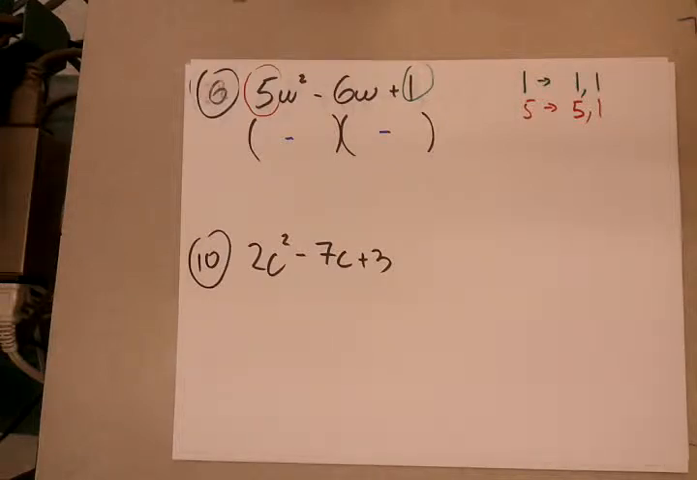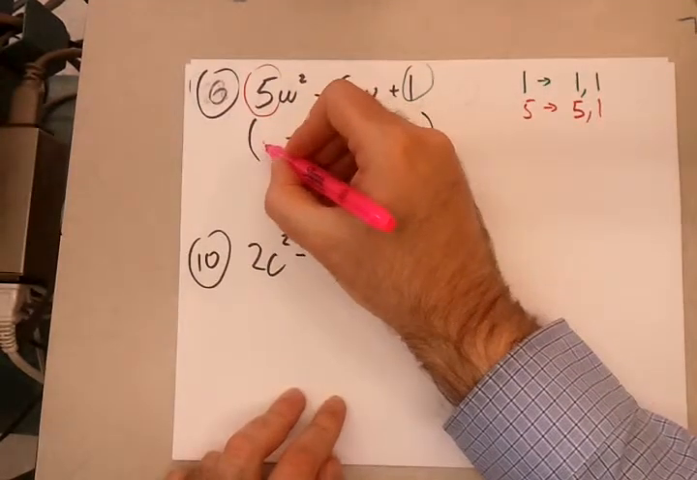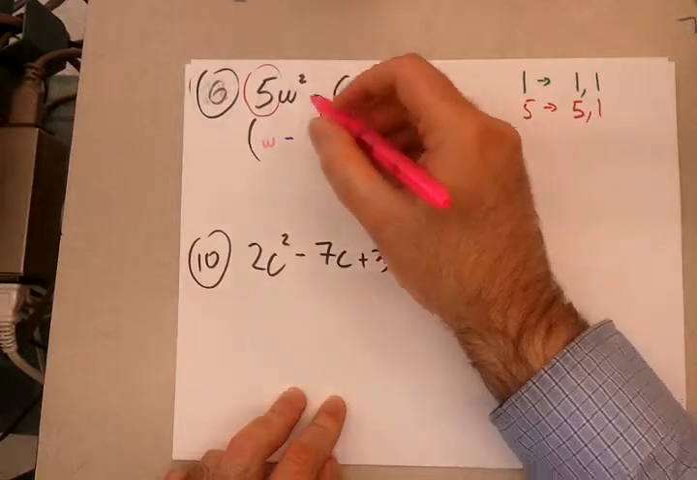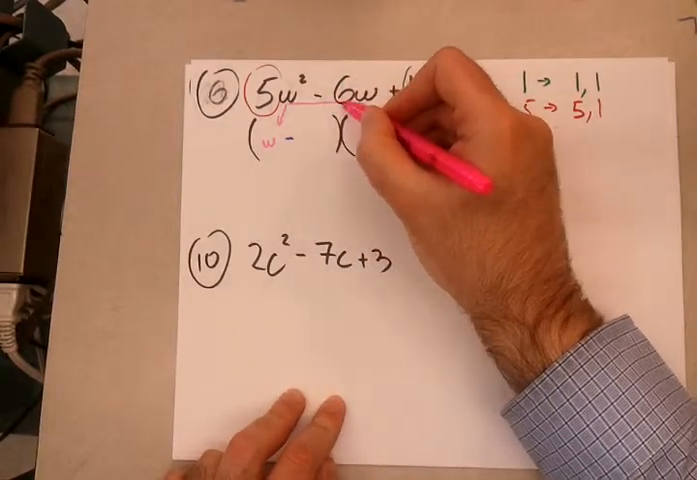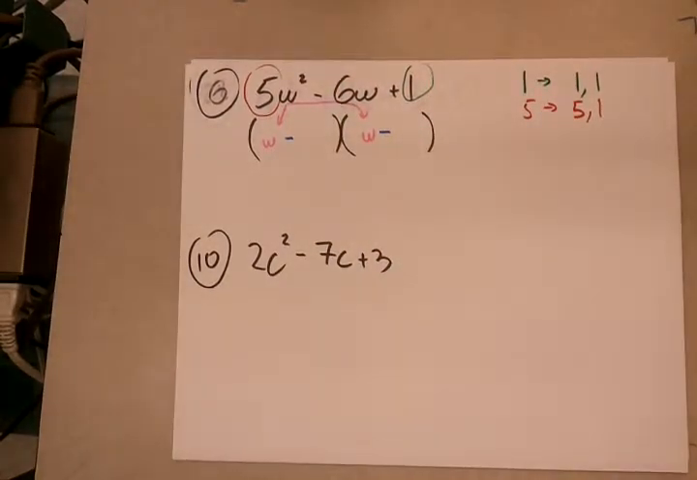Alright, so I have that set up. So now I'm going to go ahead and take a look at my numbers. I have a 5, a 1, a 1, and a 1. So I'm also going to have to have my variable. The W here, the W here, and that comes from that W squared. So I'm just randomly going to put in my numbers and see if it works. Just like with the rest of these problems, trial and error plays a big part here.